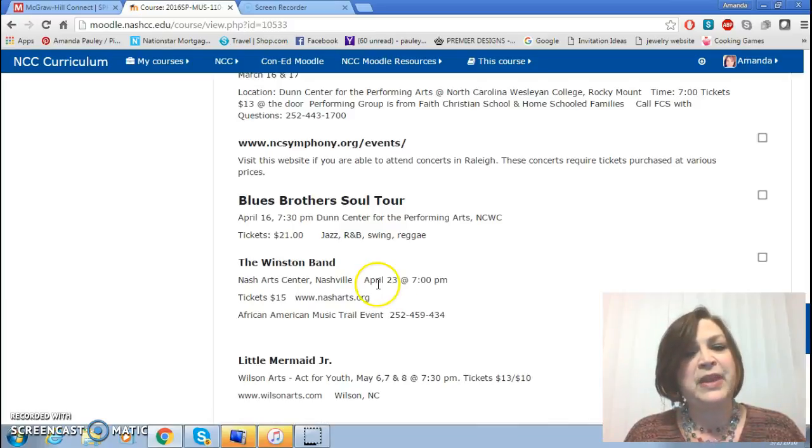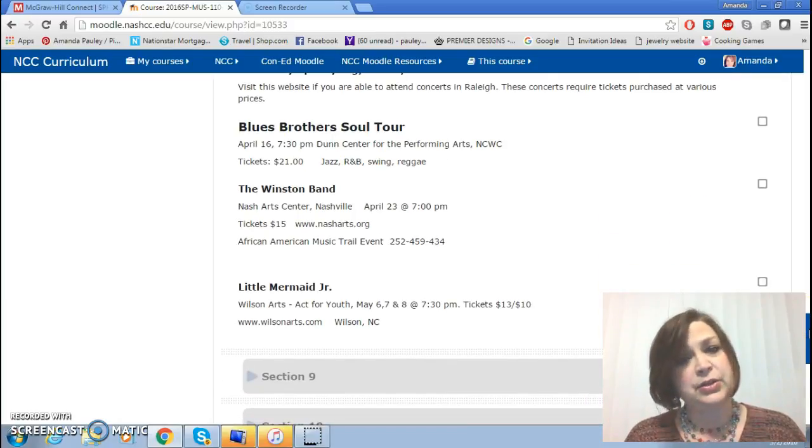And then I have something at the Dunn Center. The North Carolina Wesleyan College does have a Dunn Center, which also is where the Beauty and the Beast performance is. And so it has its own concert series. This one happens to be a jazz, R&B, swing, reggae group called the Blues Brothers Soul Tour. Tickets are a little higher. It's a first-class concert, I'm sure.